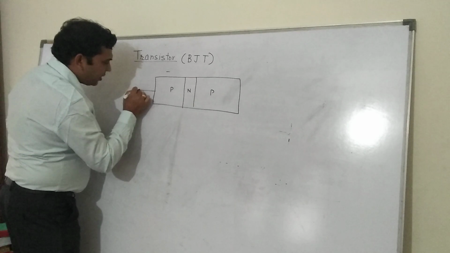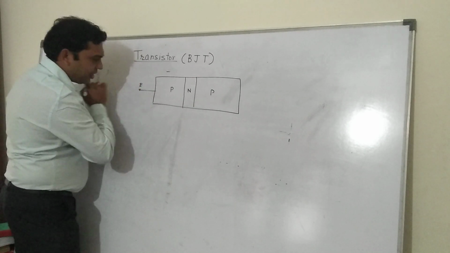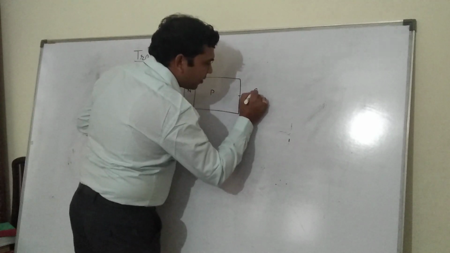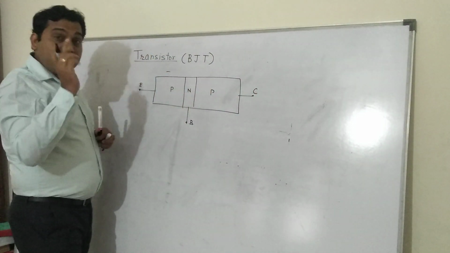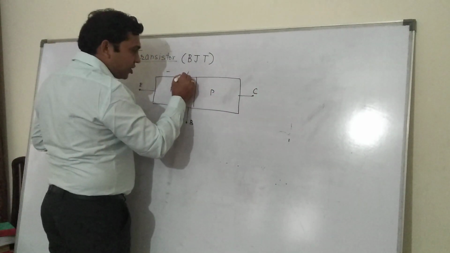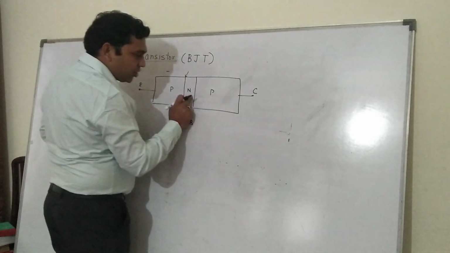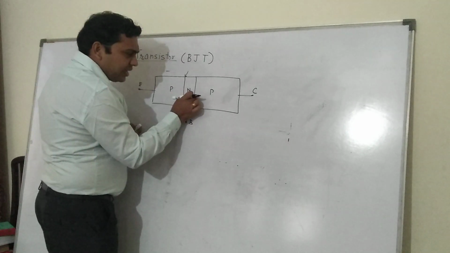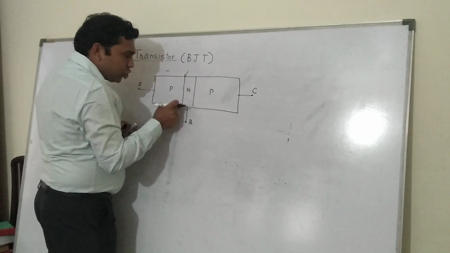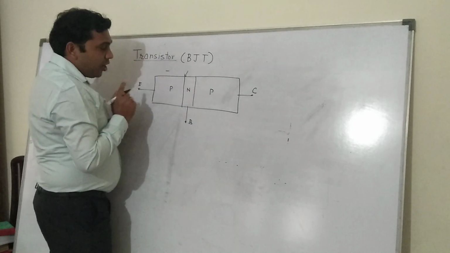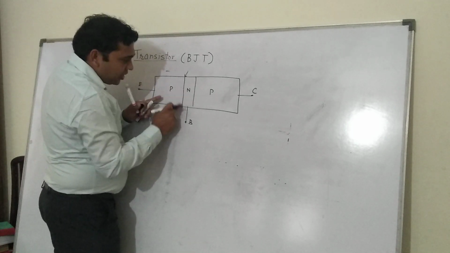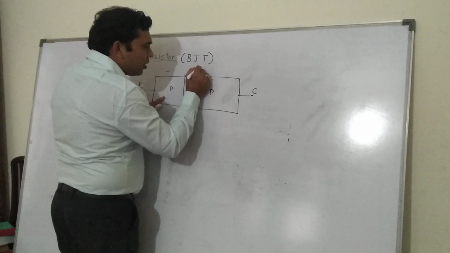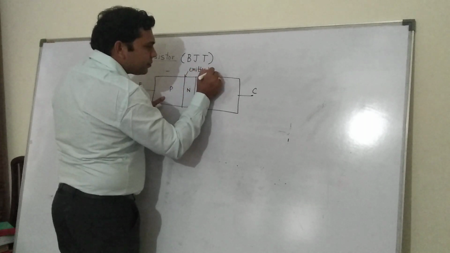Let's say this is the emitter terminal, this is the base terminal, and this is the collector terminal. Now there are two junctions in this. This is one PN junction, and this is also one PN junction. You can call it an NP junction or whatever. It's basically a junction between P and N. This is also a junction between P and N. Because this junction is made between emitter and base, we call it the emitter base junction.